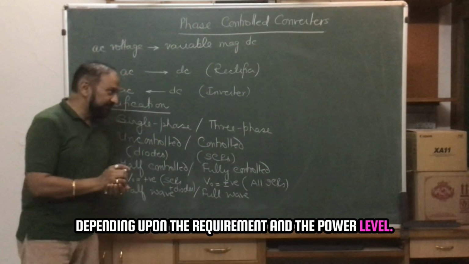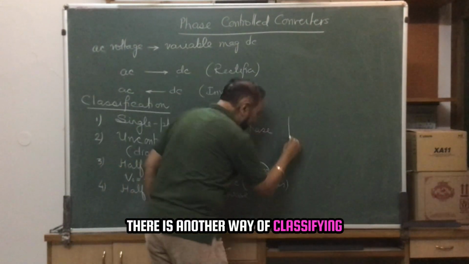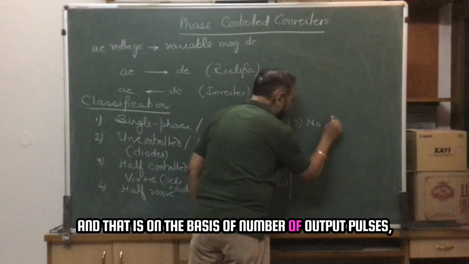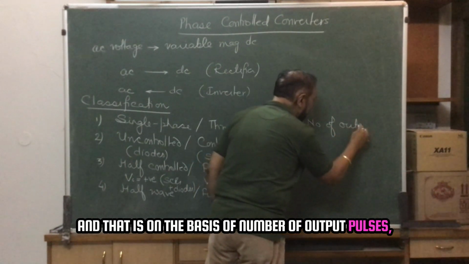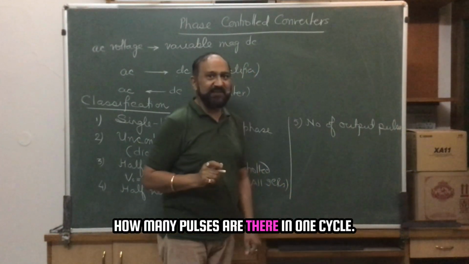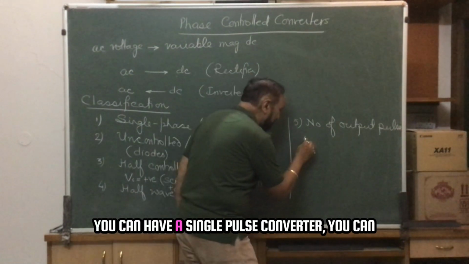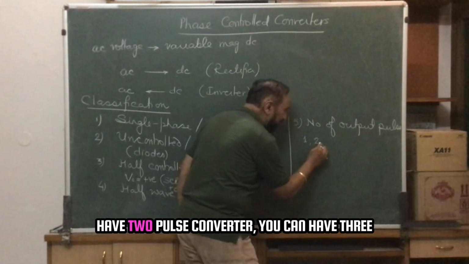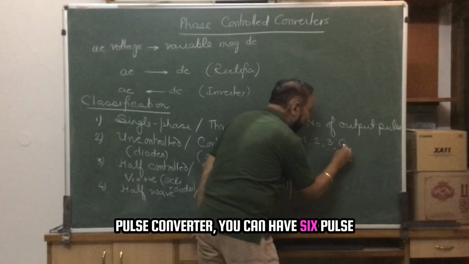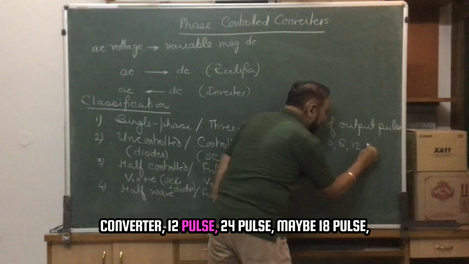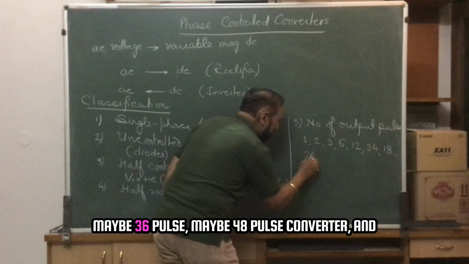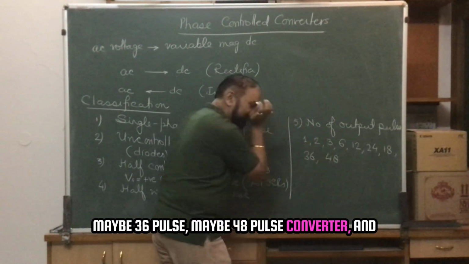There is another way of classifying, and that is on the basis of the number of output pulses. How many pulses are there in one cycle? You can have a single pulse converter, a two pulse converter, a three pulse converter, a 6 pulse converter, 12 pulse, 24 pulse, maybe 18 pulse, maybe 36 pulse, maybe 48 pulse converter, and so on.